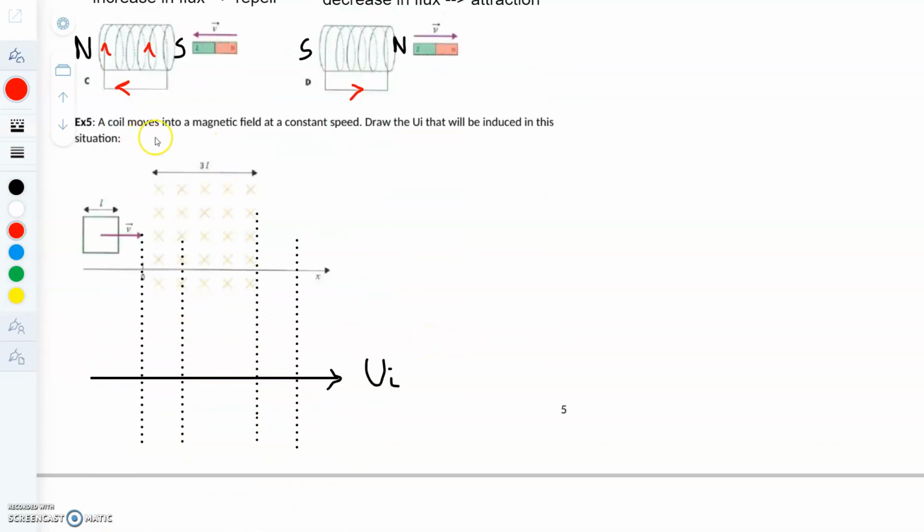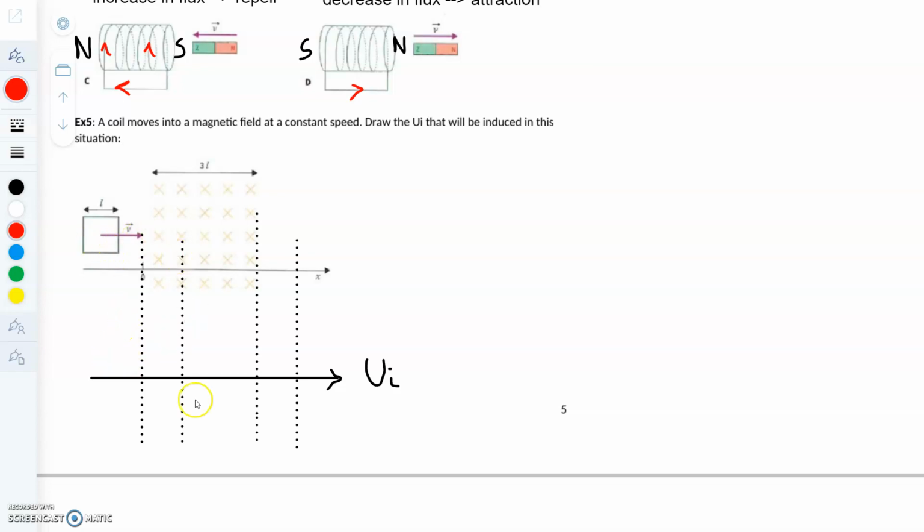Now, in exercise 5, you've got a coil moving into a magnetic field at a constant speed, and you're supposed to draw the induced voltage in this situation. It depends on how you look at it, of course, and how you connect your voltage meter, but let us assume that an increase in flux would cause a positive voltage, while a decrease in flux would cause a negative one. As this surface is moving towards the magnetic field, in the first part of it, there would be no change in flux whatsoever. There is no magnetic field, so you can't expect any induced voltage.